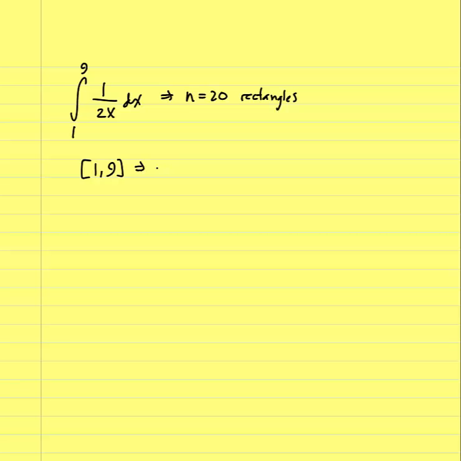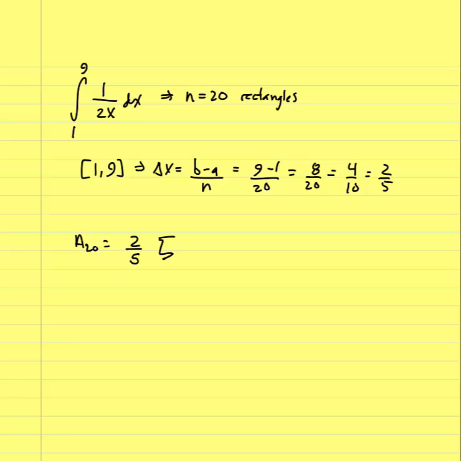So remember, delta x is b minus a over n. So I have 9 minus 1 over 20. So that's 8 over 20, which we reduce to 4 over 10, which reduces to 2/5. So when I'm starting to find my area then of 20 rectangles, A sub 20, I know that that base, that 2/5, is out front, and then I sum my rectangles. So this is my base, and now I have to look at my heights.